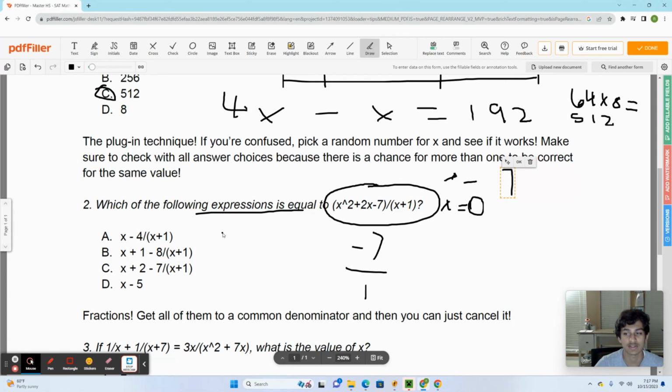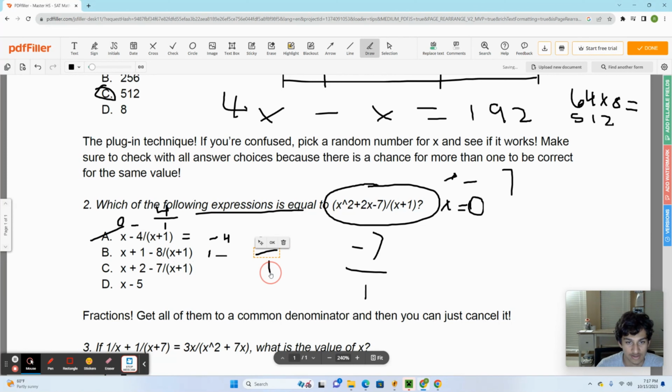If they do repeat, you can choose another value. So let's try this. Let's plug in 0 here. So this is 0 minus 4 divided by x plus 1, which is 1. So this gets us negative 4, which we know is not equal to negative 7. So that's wrong. The next one is x plus 1 minus 8 over x plus 1. So x plus 1 is simply 1, minus 8 divided by x plus 1. That's just 1. So 1 minus 8 is negative 7. So this one works. So we'll keep that there.